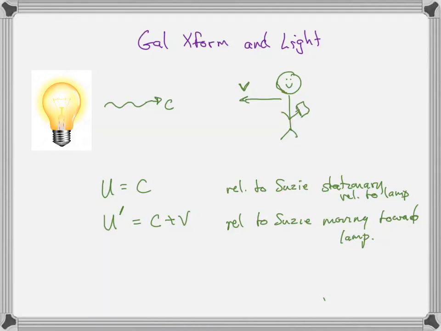But what Einstein recognized is that Maxwell's equations don't work this way. When you take Maxwell's equations and you try to transform them using a Galilean transformation, Maxwell says that u prime still equals c. We'll talk about that next, why that's true.